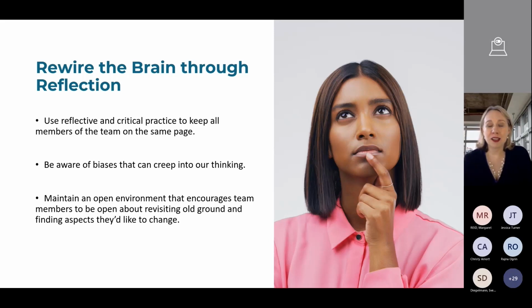We want to be aware of biases that might creep into our thinking that we're not aware of, and maintain an open environment so that team members can be really open about revisiting old ground and finding things that they'd like to change. So we should be in a team where we've said, look, we're really open. We like to critique our own approach. We like to revisit things so that no one in the team feels like they can't say, that document that we finalised 2 months ago, I found some things in there that, looking back, I think we can say in a better way.